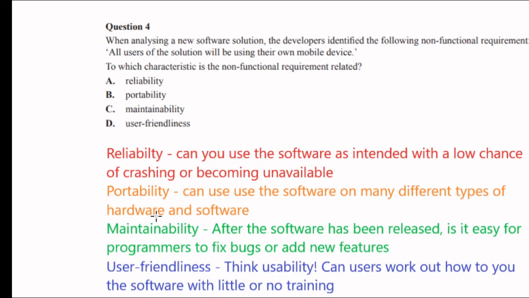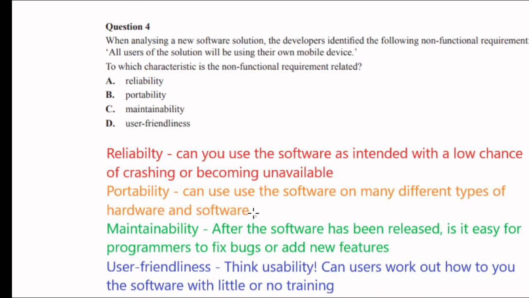So if you've got specific types of mobile phones, good portability would work on an iPhone, a Samsung, iPhone X. The more different types of hardware that your software will work on, the better portability that you have. This also refers to software as well.